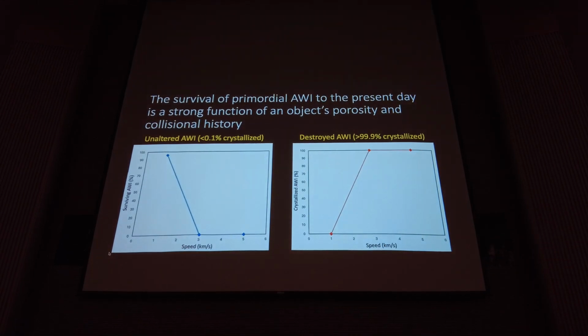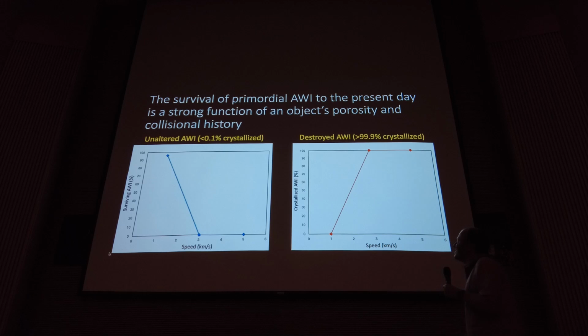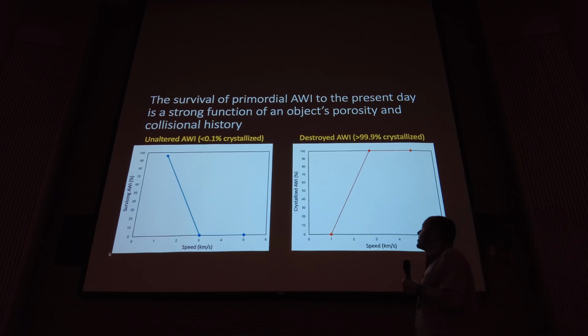We also looked at just keeping that 75% porosity, which is very comet-like, and we just varied the speed a couple of cases as the money ran out on the grant. And so we only had a couple of points here. What we can see is that at slow speeds we can survive, and then as we get faster and faster, it's all gone. So the trend is still there. So what this tells us is that the survival of primordial water ice to the present day is an incredibly strong function of an object's porosity and its particular collisional history.